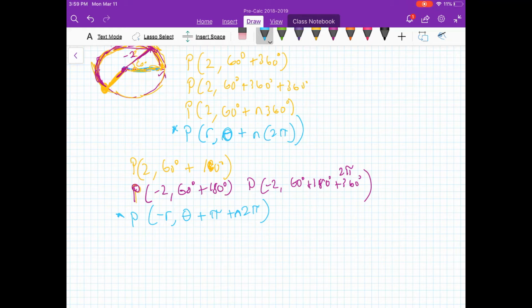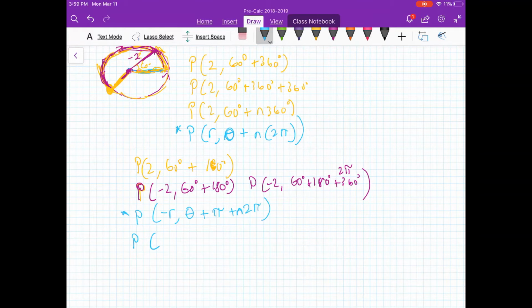Another way to write this bottom equation, if you really wanted to, you could take out the pi and do the reverse distributive and say p of negative r, theta plus pi times, what would that be, 1 plus n times 2, or 2n. That's right, 2n. And you could do that just as easily. And that would be another way to do it. But you can write it anywhere you like. But that's the point. We can write any point in that sort of way.